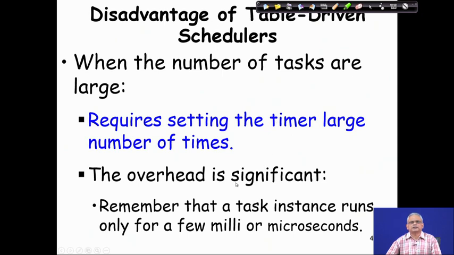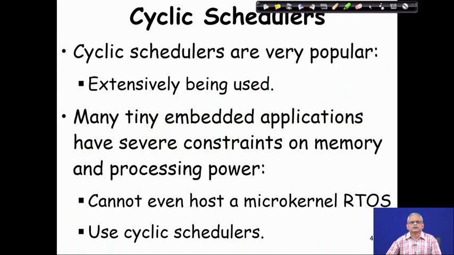So, this overhead is significant, and the next scheduler that we are going to look at is a bit more sophisticated than a simple table driven scheduler. But one important advantage of the cyclic scheduler is that we do not have to set a timer again and again. Timer is set only once, and the overhead due to setting timer is largely overcome in a cyclic scheduler. Let us look at the cyclic scheduler.